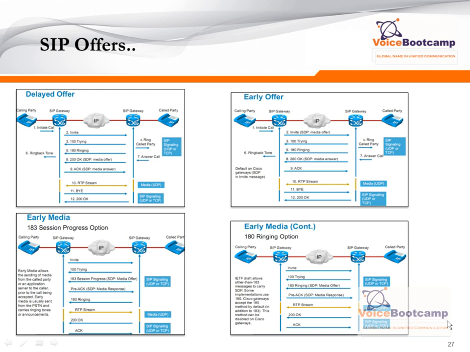So this is called delayed offer. Delayed offer is where the originating gateway analyzes the media capability received from the termination gateway, so that it can decide what capability to use. Early offer is when the originating gateway sends the capability along with the invite message, so that the remote gateway decides what capability to use to establish the connection.